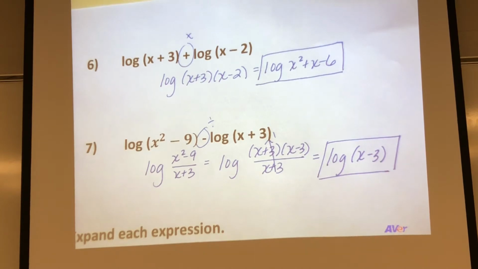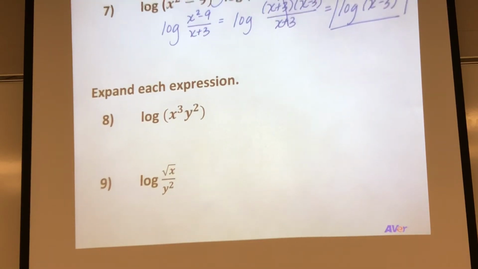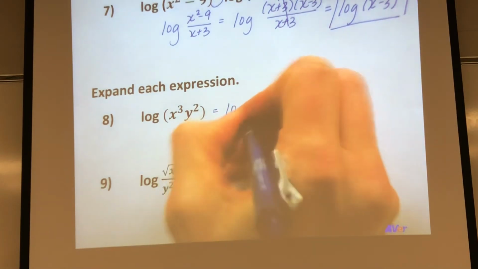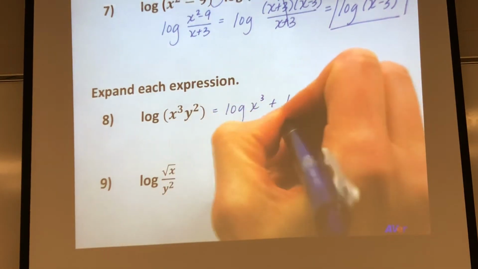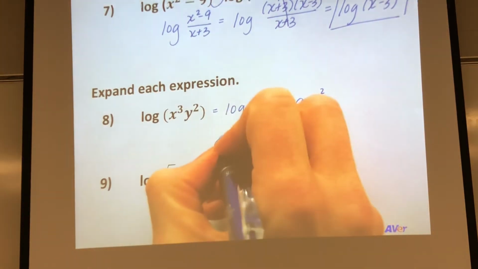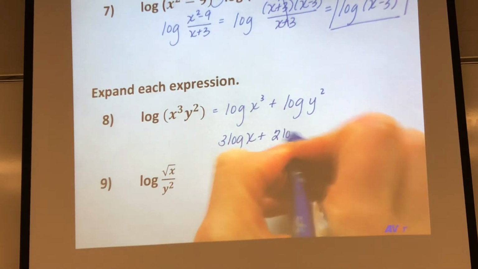All right, next thing we're going to do is do it the opposite way. I'm going to give you a condensed version, and I want you to expand it out using those properties. So here we have x to the third, y to the second, they're being multiplied. So since they're being multiplied together, we can separate them with addition. So log of x cubed plus log of y squared. And then those exponents come to the front. So 3 log x plus 2 log y.